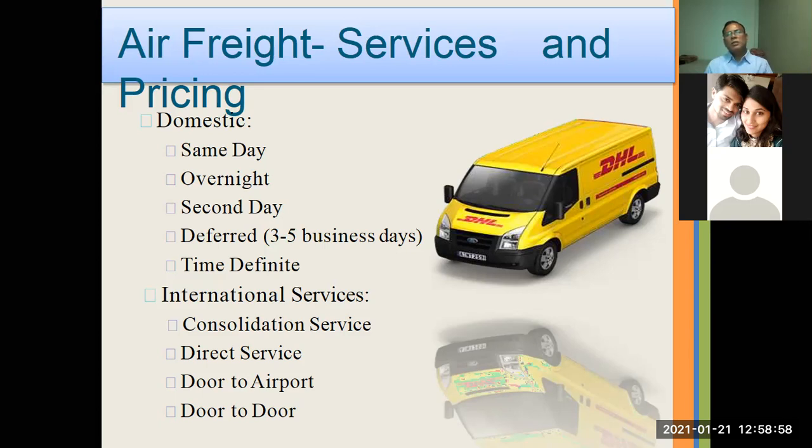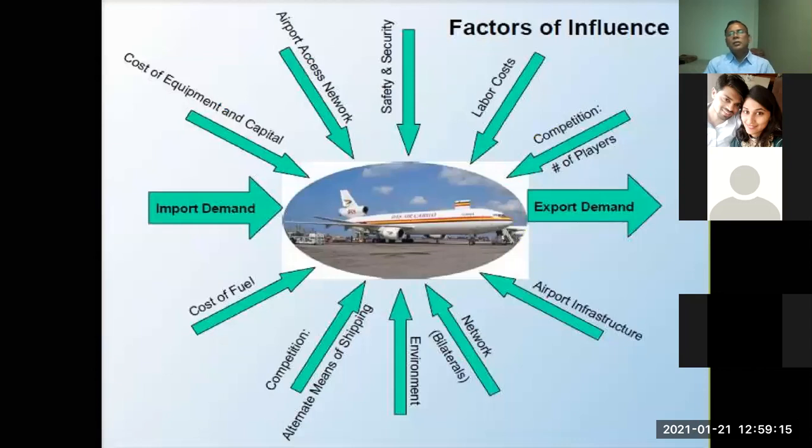Pricing also depends on the timeline, volume, and the cost of the equipment. So they have charging policies. Like this, the entire air freight chain is there, and so many factors influence the cargo operation. Number one is import demand. Number two is export demand. These are the two major factors which influence cargo movement from any country.